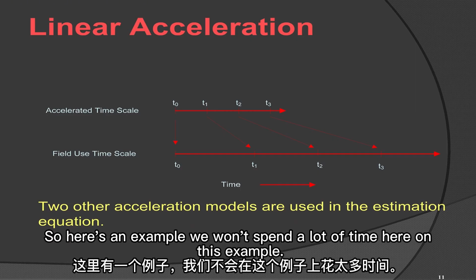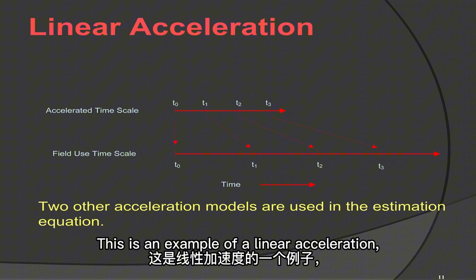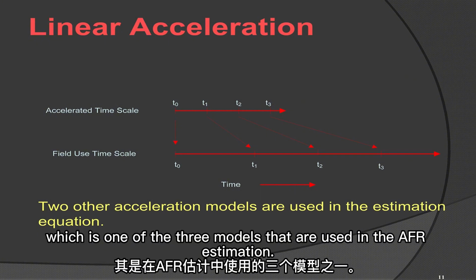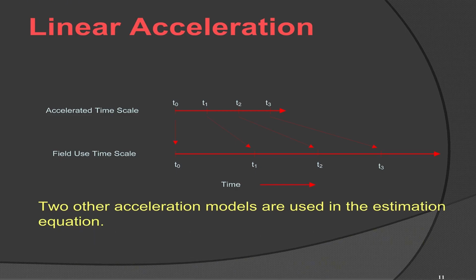So here's an example. We won't spend a lot of time on this example. This is an example of a linear acceleration, which is one of the three models that are used in the AFR estimation. Next slide, Mike.